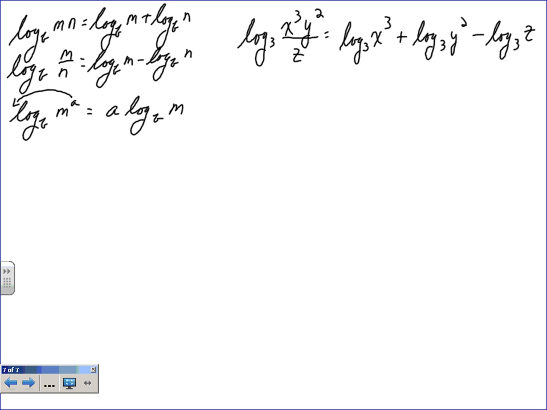Okay. Now, because I have an exponent there, I take the 3, bring it out front. It becomes 3 times log base 3 of x plus 2 times log base 3 of y minus log base 3 of z. And so we've taken a logarithm written as a single log and written it in expanded form.